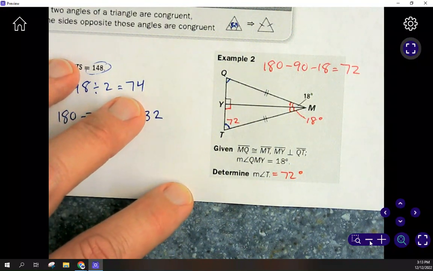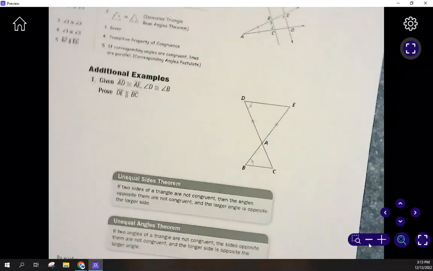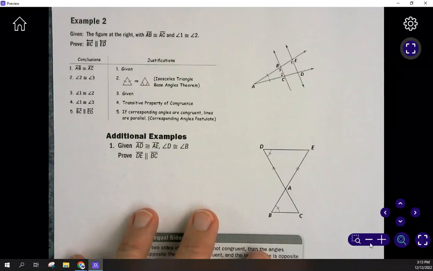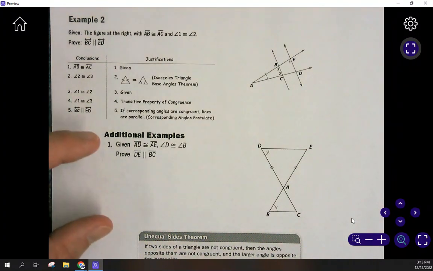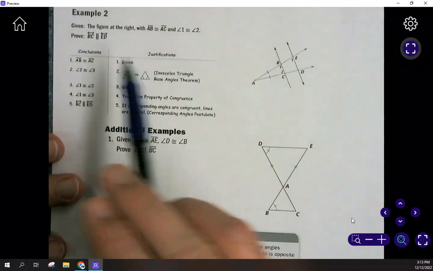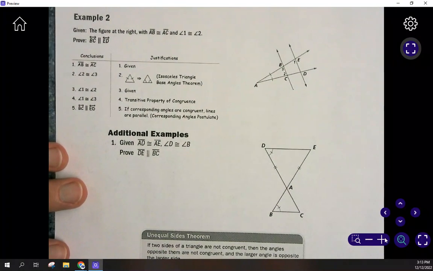All right, let's flip it over. All right, example 2 is done here for you. We're going to use example 2 to try and fill out our own proof here in a second. So let's make sure we understand what's going on in this proof.